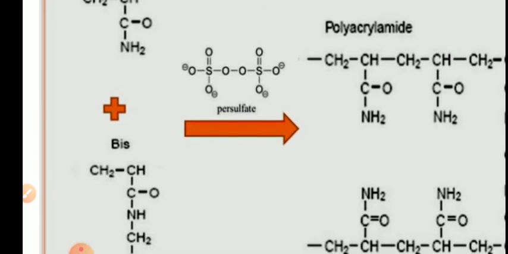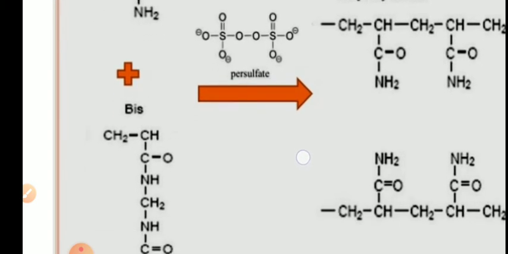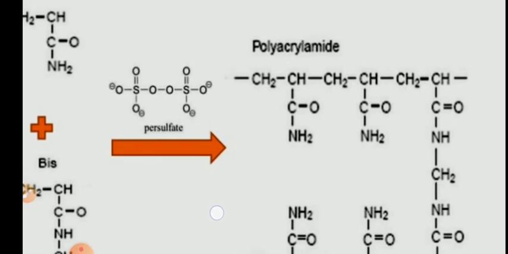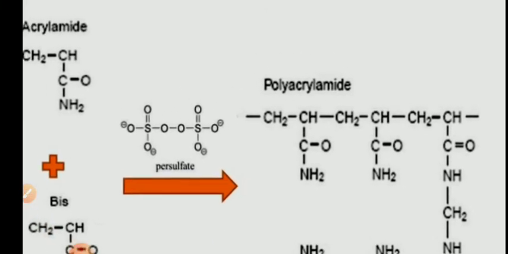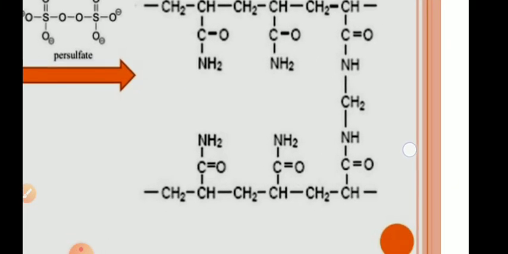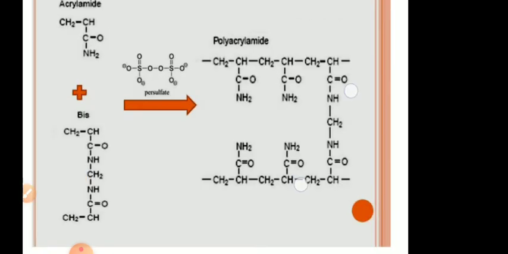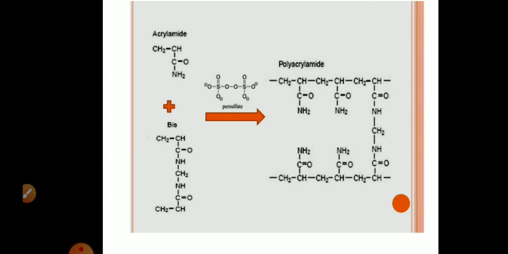So the first molecule here, you can see the reaction, is acrylamide. Another one is bisacrylamide. In presence of ammonium persulfate, the acrylamide polymerizes. You can see many acrylamide molecules have joined to form a polymer called polyacrylamide gel.